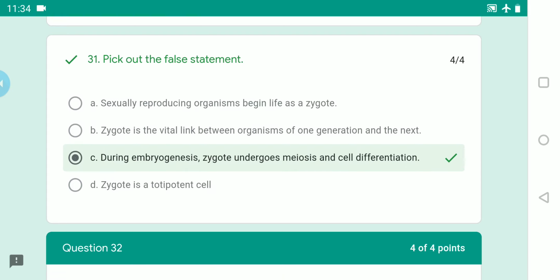Yes, during embryogenesis the zygote undergoes meiosis. That means during gametogenesis, actually, it undergoes meiosis. During embryogenesis, actually the zygote undergoes mitosis. So this statement is false. The remaining are all correct.